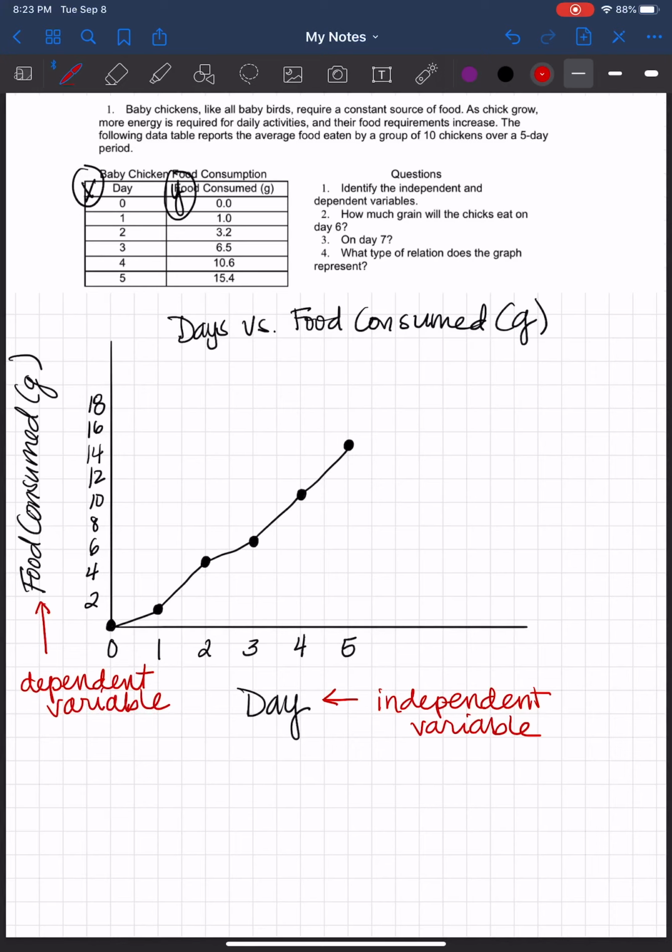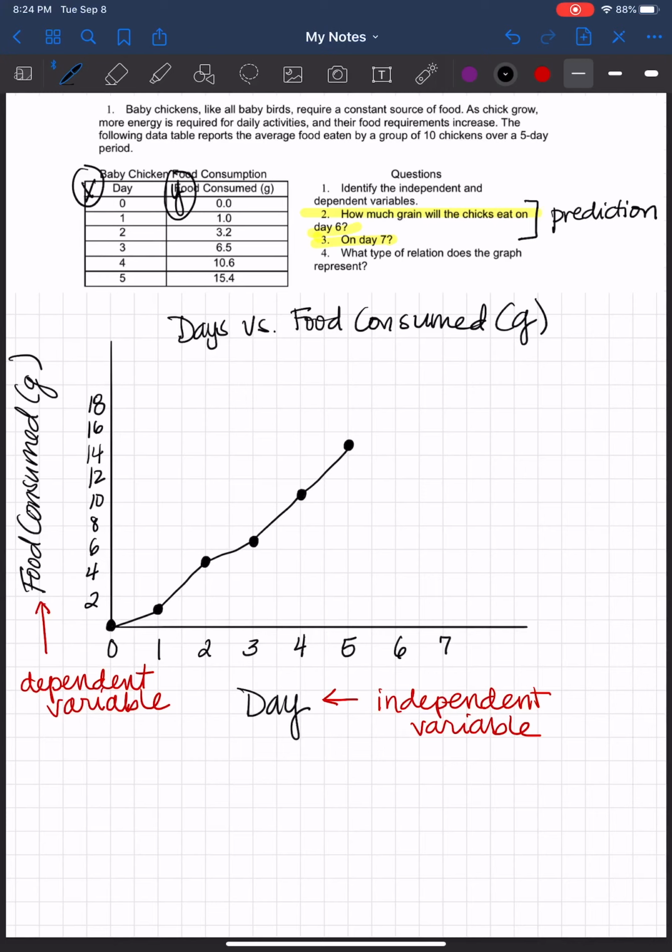Right. Number 2 says, how much grain will the chicks eat on day 6? And then number 3 is asking for day 7. For these questions, all you have to do is predict, right? Hopefully you notice that the trend of our graph is going up. So if we were to plot day 6 and 7, what would you assume they would be? So this one is just going to be prediction. There's no correct answer really, as long as your number is bigger than the other days, you should be fine.